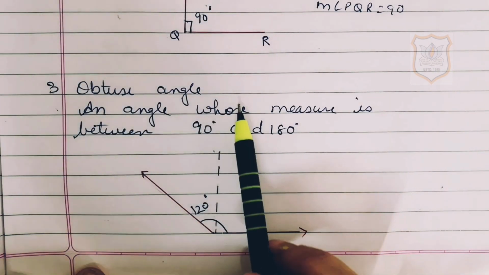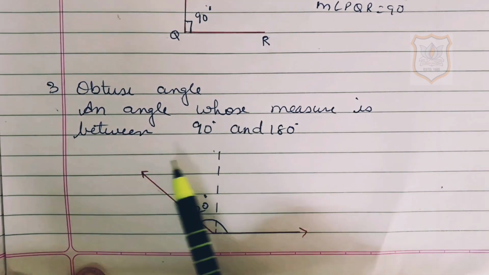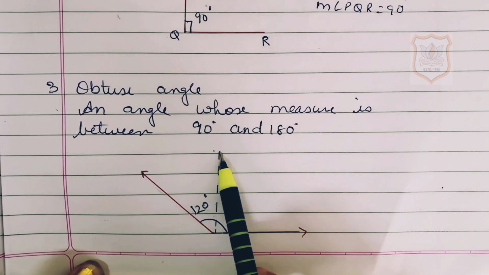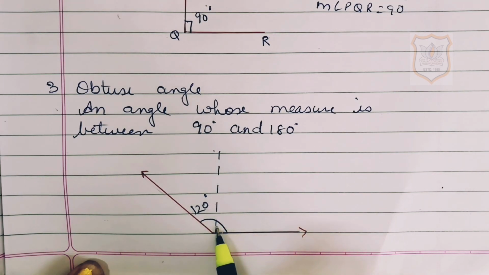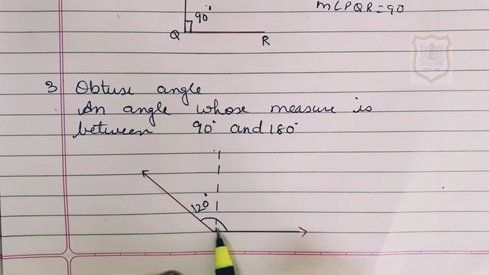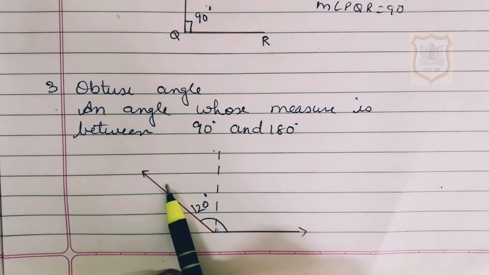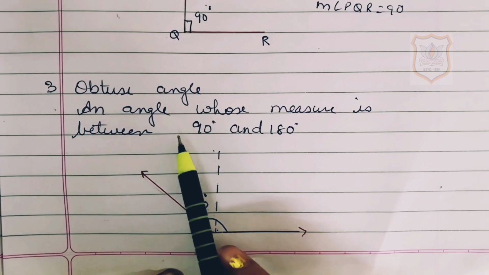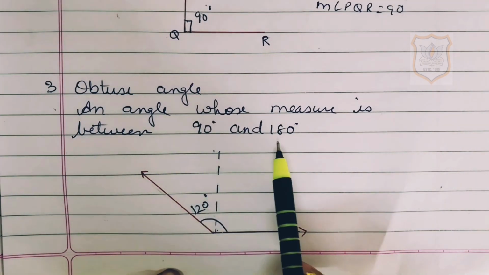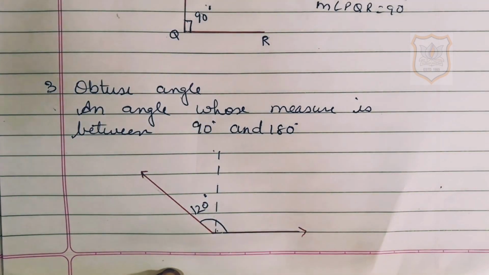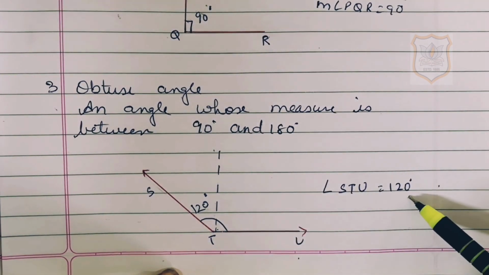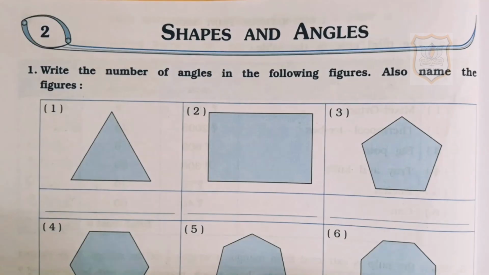Third one, obtuse angle. An angle whose measure is between 90 degrees and 180 degrees. Students, as I have explained to you earlier, this line forms an angle with 90 degrees, and if we go beyond 90 degrees, that is, you can say this is 120 degrees. So the angle whose measure is between 90 and 180 degrees is called an obtuse angle. So here we can say that STU is 120 degrees, that is, it's an obtuse angle.